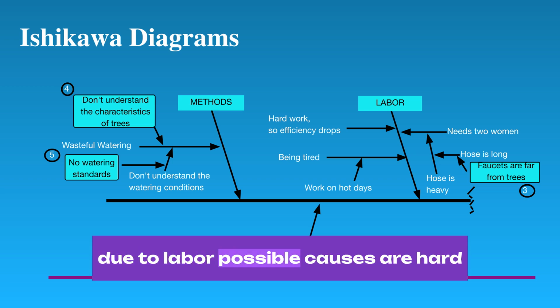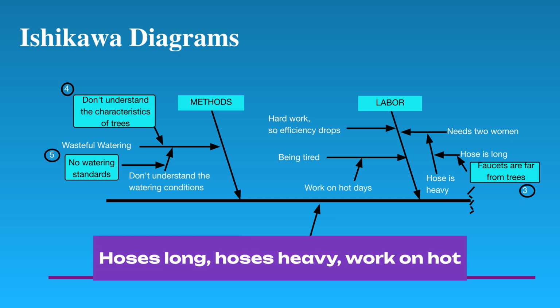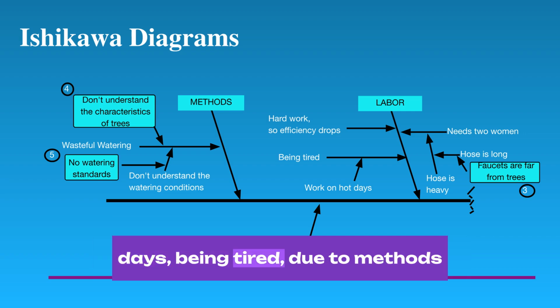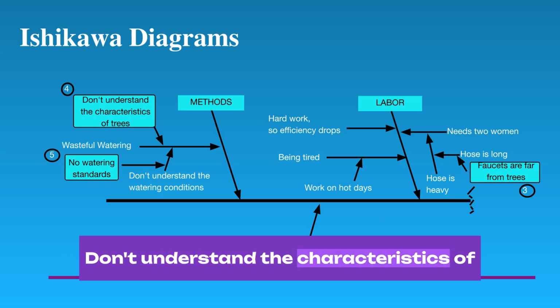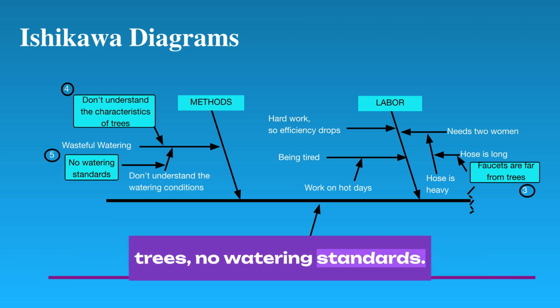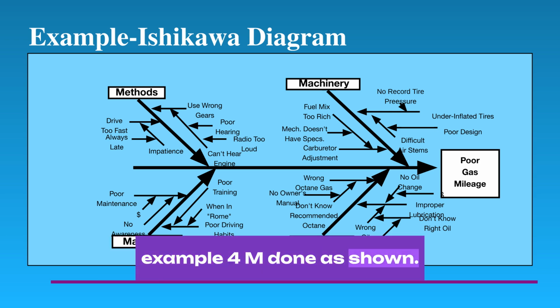Due to labor, possible causes are hard work so efficiency drops, needs 2 women. Hose is long, hose is heavy, work on hot days, being tired. Due to methods, possible causes are don't understand the characteristics of trees, no watering standards, wasteful watering, poor gas mileage. Ishikawa diagram example 4M done as shown.